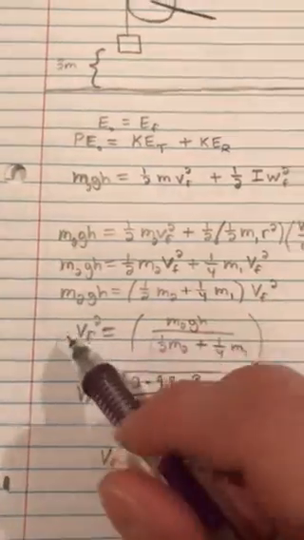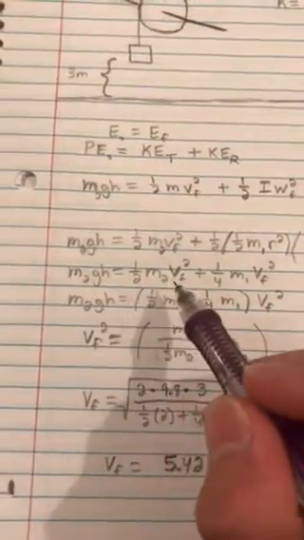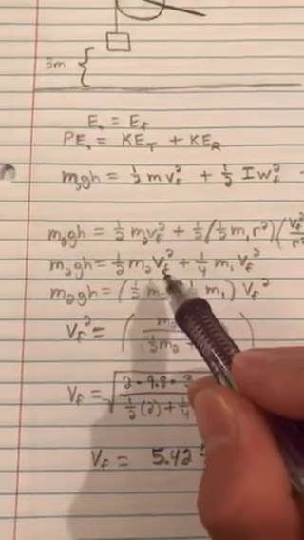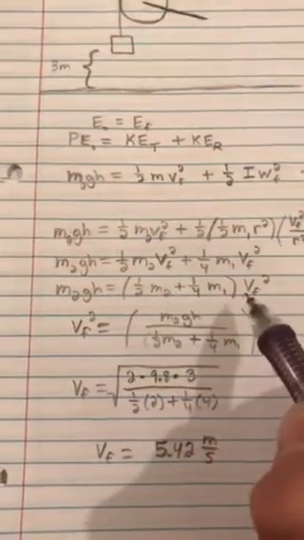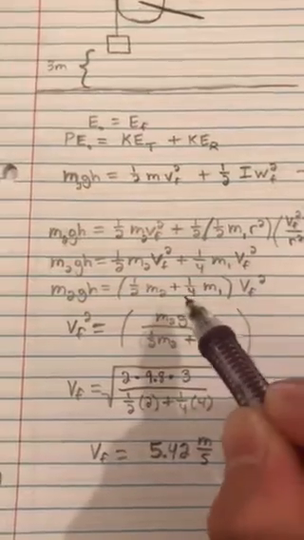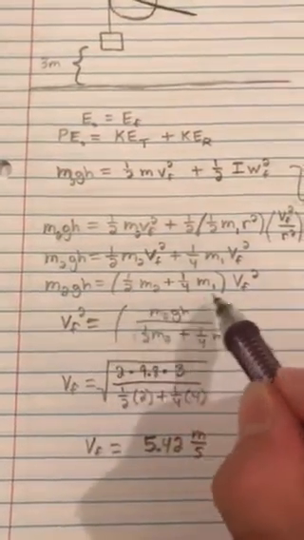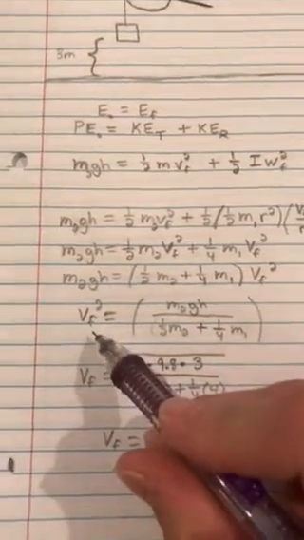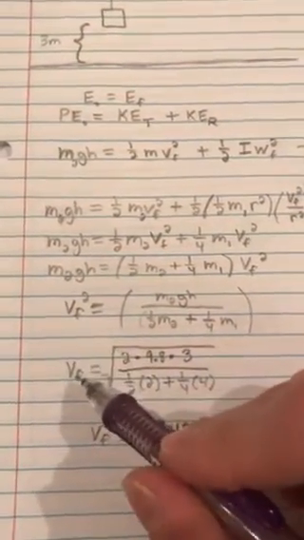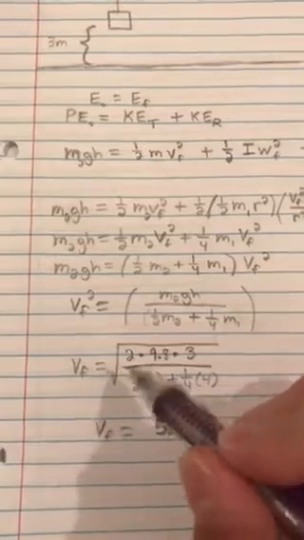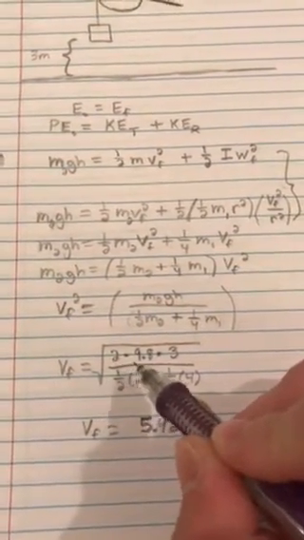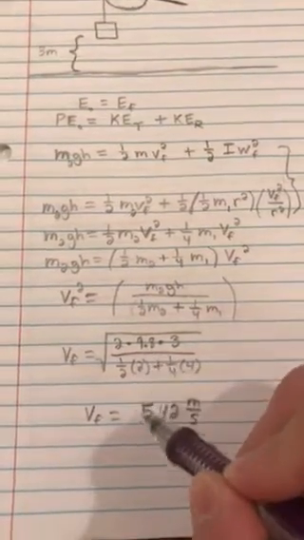We got velocity squared in both of these terms, so we can take it out of the equation, and then all you got to do is subtract these in parentheses over, and we get velocity squared by itself. So all we got to do is get rid of the squared, so we take the square root. I plugged in the values for everything, and we use 9.8 as gravity.